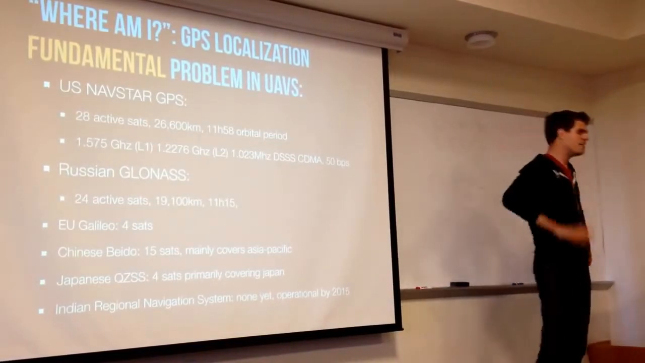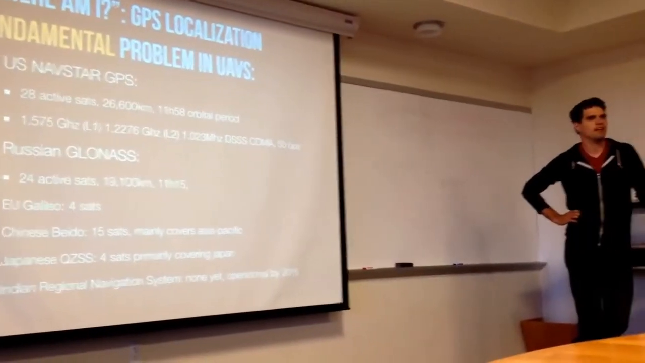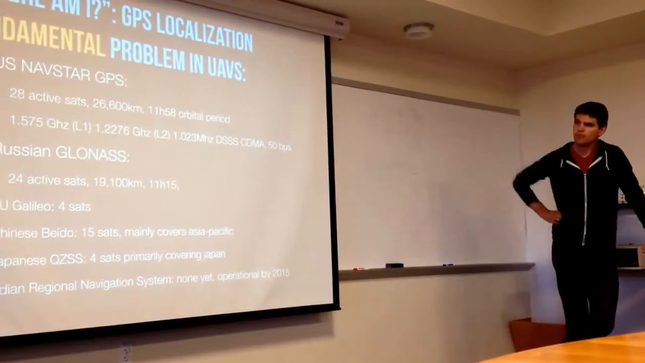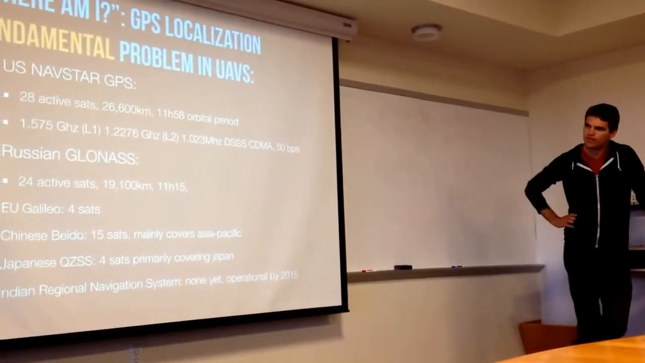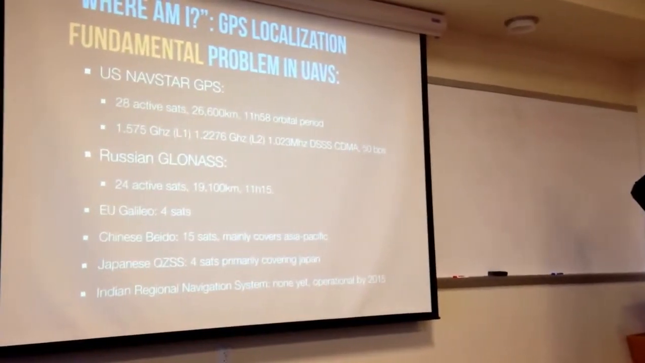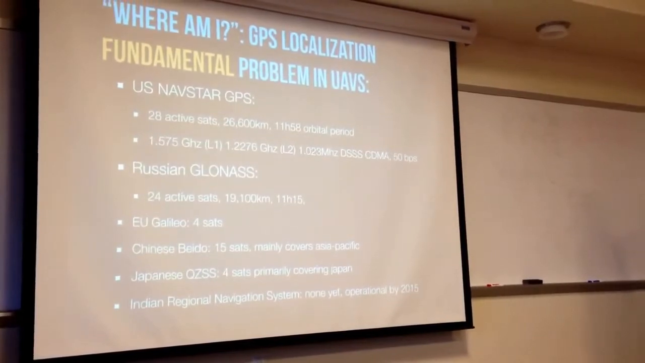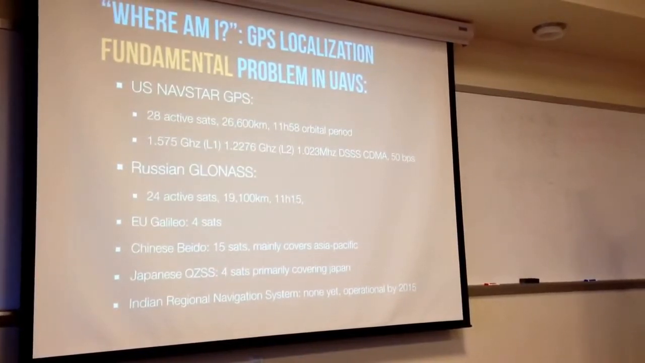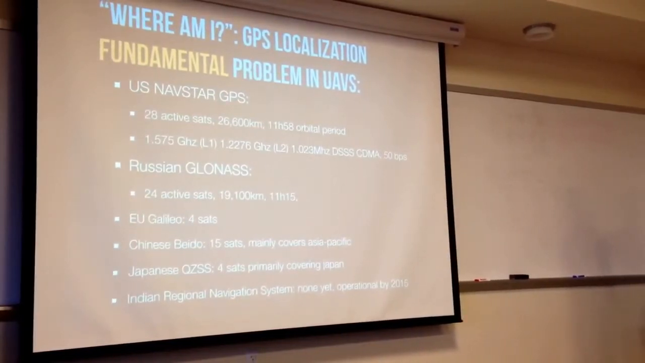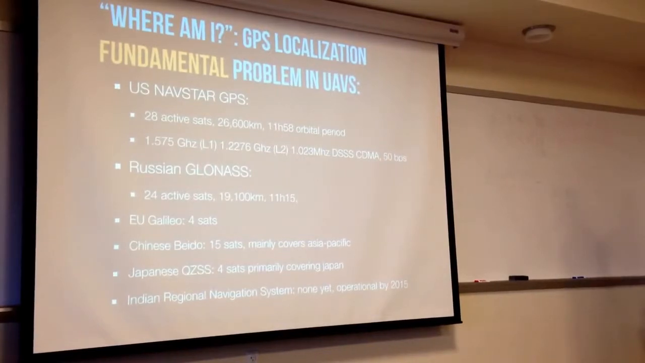And so when you work with GPS, you basically want to be aware of how your GPS constellation is changing over time. 28 satellites in the US one, 24 in the Russian one, and then there's actually several other ones also. I've listed some of them here. The European Union is busy putting one up. China has one that mainly covers Asia Pacific. Japan has their own 4 satellites that covers only Japan and the surrounding areas. And India is also busy putting up one.